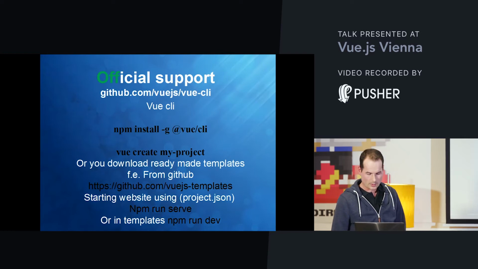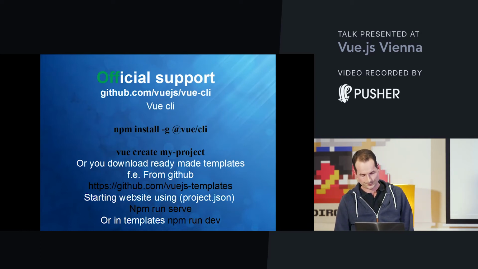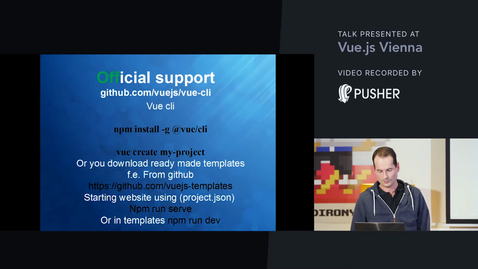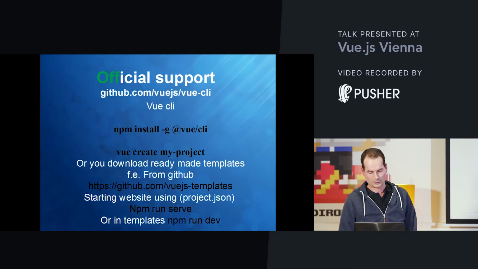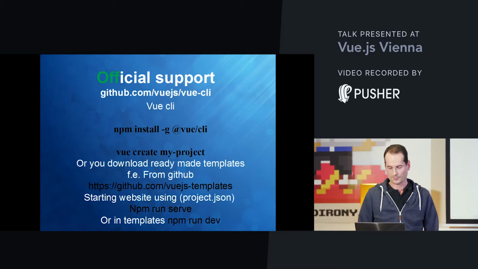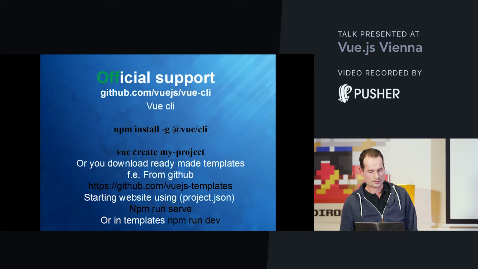There is also another way: you can download templates from the official repositories from Vue, like the Vue.js templates. And running it is actually quite easy. You just download it, and after installing, so using npm install, you can use the command npm run serve or npm run dev.